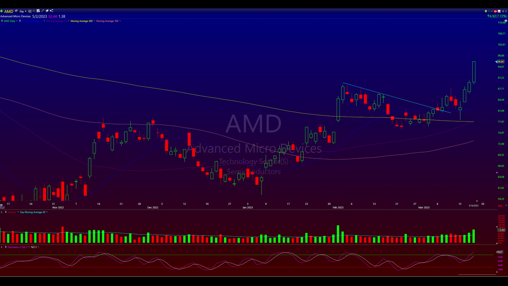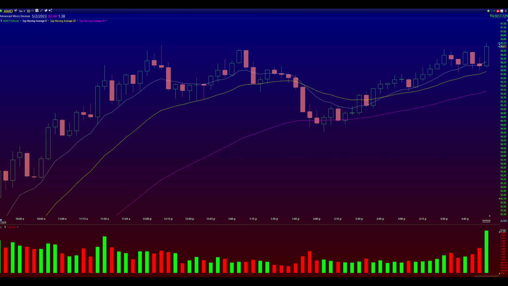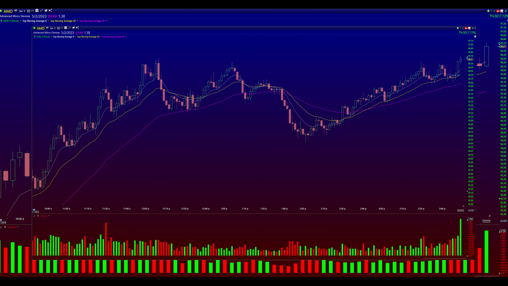We use simple moving averages on our higher time frames, like our daily charts. And since we want a moving average with a faster reaction time that takes into consideration more recent price action, we use the exponential moving average on lower time frames such as our intraday charts. For example, like a 5-minute chart, a 2-minute chart, or a 1-minute chart.